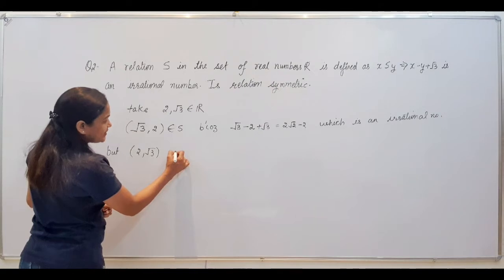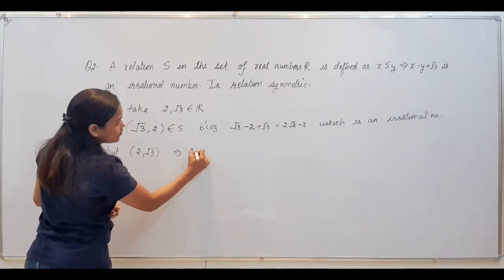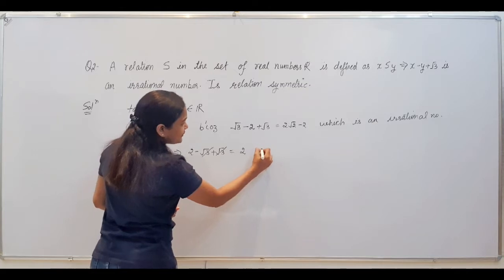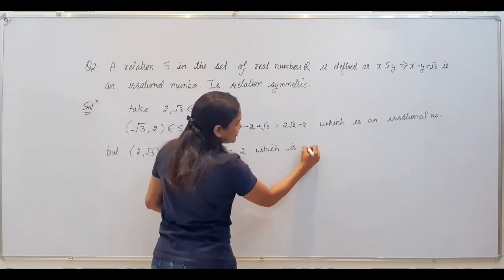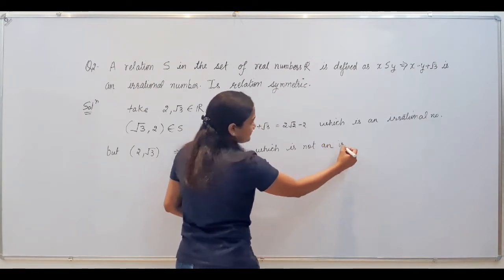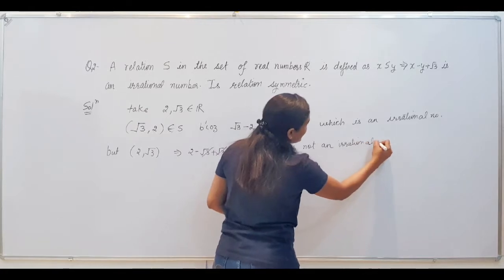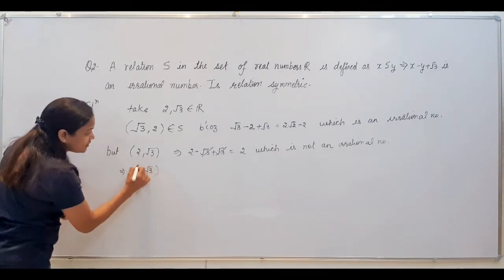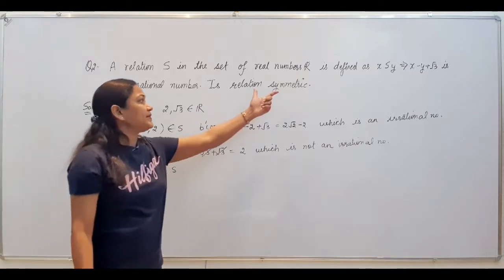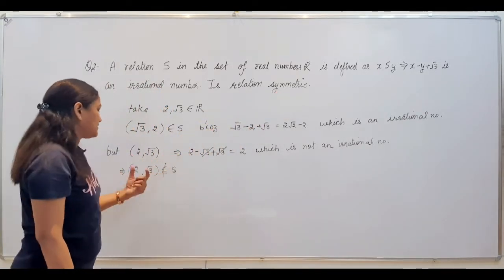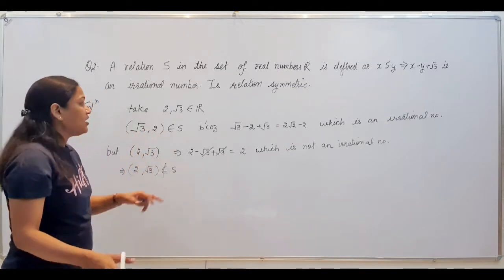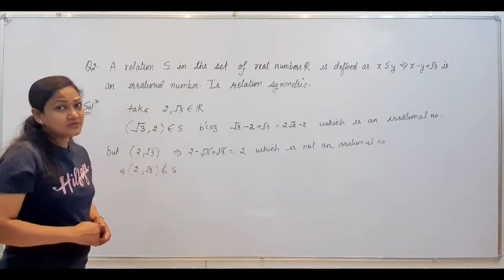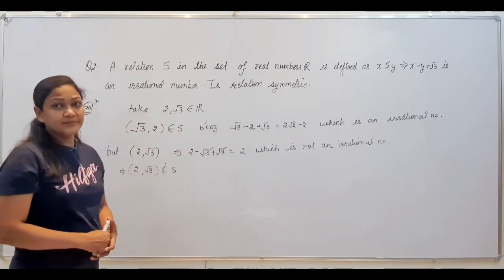2 और √3 के लिए आप क्या कह सकते हैं? 2 minus √3 plus √3 is equals to, √3 will cancel out, 2, which is not an irrational number. अब क्योंकि ये एक irrational number नहीं है, इसलिए that implies (2, √3) does not belong to S. तो आपको symmetric करने के लिए if (√3, 2) belongs to S, then (2, √3) must belong to S, but we have created an example in which this is not true. So your relation is not symmetric.